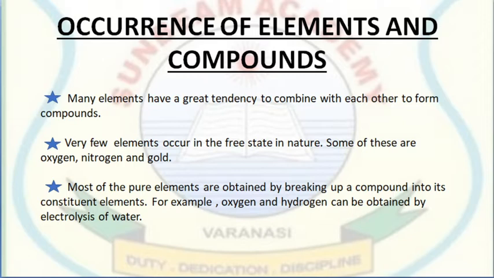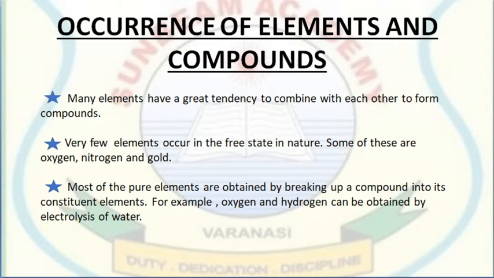Very few elements occur in the free state in nature, and some of these are oxygen, nitrogen, and gold. These are some of the examples of the elements which are found in nature in free state because they do not have the tendency to combine with each other. That is why they are found in free state, whereas most of the elements are found in combined state.